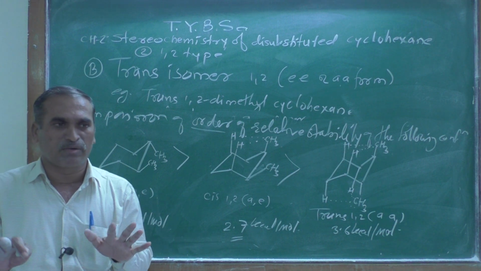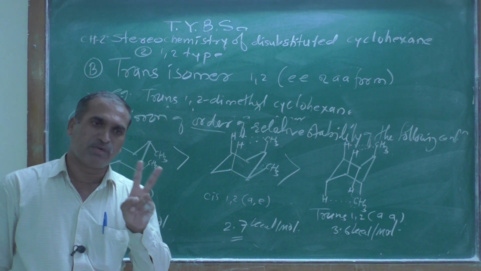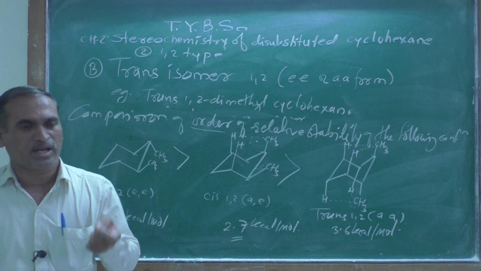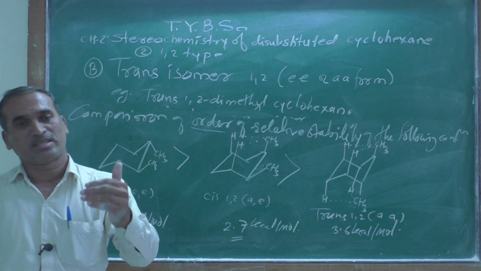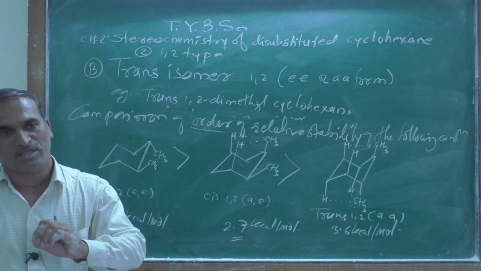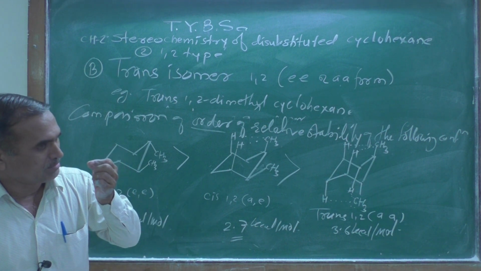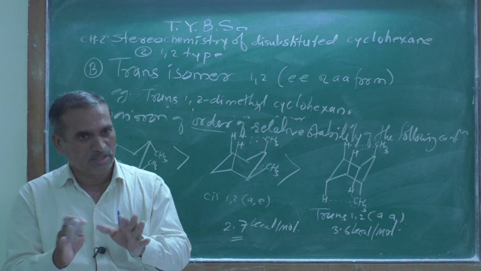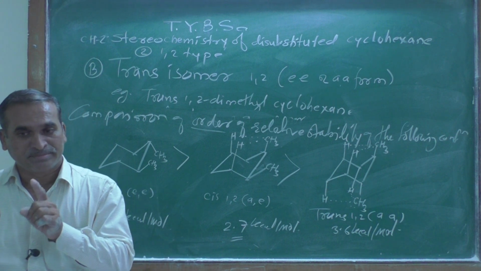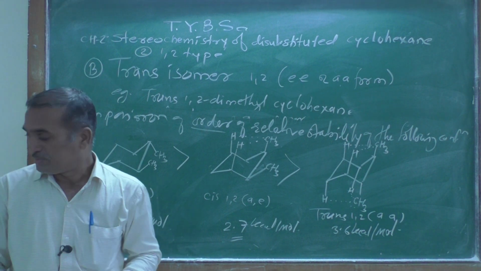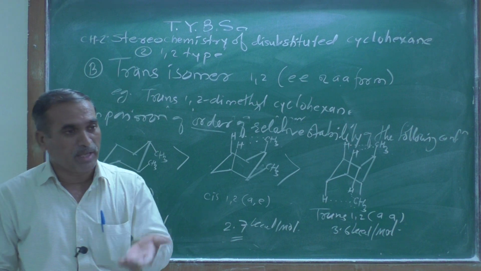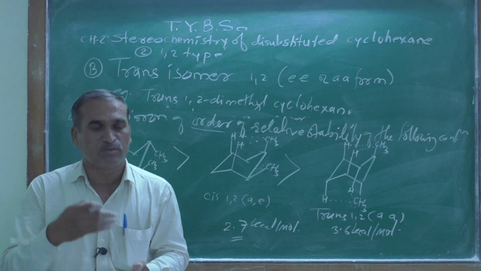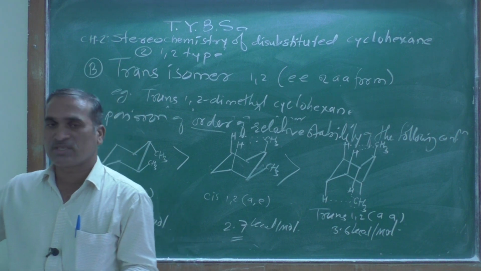This is all about the 1,2 type. There we have seen it shows geometrical isomers, meaning cis isomer as well as trans isomer. Cis isomer means AE form, trans isomer means EE or AA form, that we learned in detail. And now I think the remaining 1,3 type we will discuss in the next lecture.